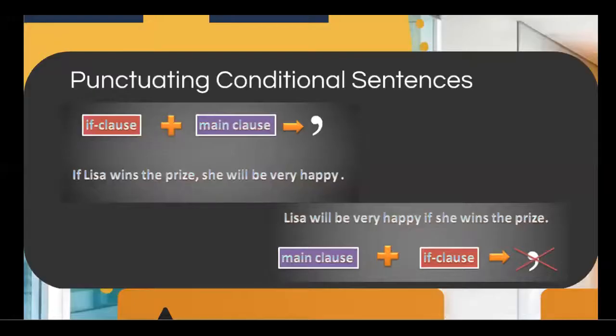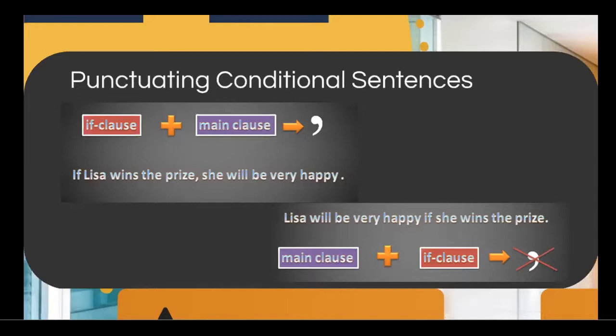Despite the complex nature of conditional sentences, punctuating them properly is really simple and easy. We use a comma after the if clause when the if clause precedes the main clause. For example, if Lisa wins the prize, she will be very happy. The part "if Lisa wins the prize" is the if clause, then it's a comma, then the main clause, she will be very happy.